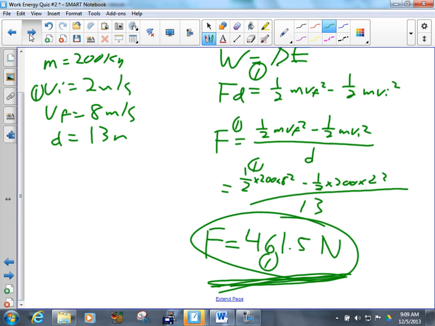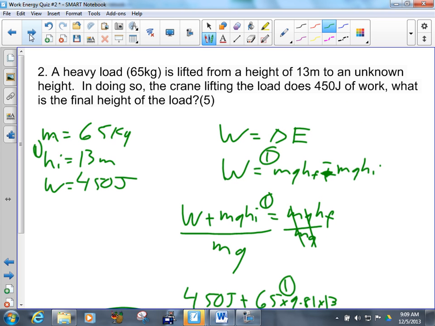All right. So in our second one here, obviously work is being done because they tell us that the crane does 450 joules worth of work. That's the change in what kind of energy for this question? Potential, because we're lifting the load to an unknown height from 13 meters. So again, instead of our initial energy being 0, our initial energy is something other than 0. Does it really change what we do? Work is still a change in energy. We still subtract initial from final.